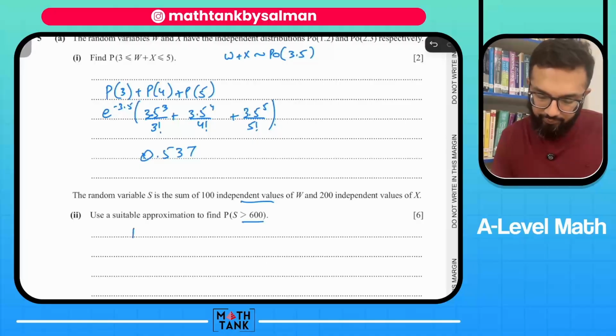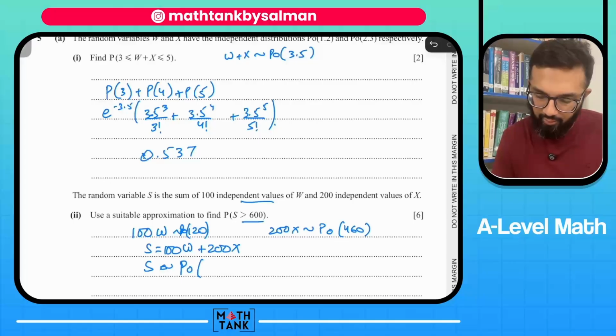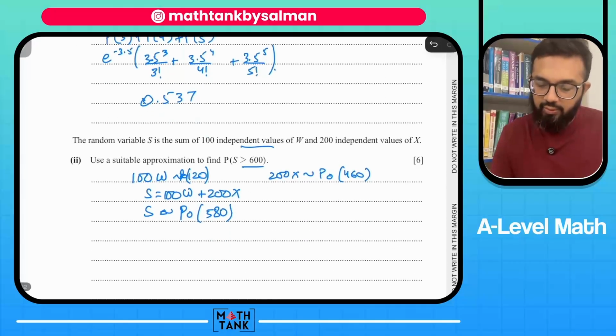Okay, let's do this again. 100W will have 120 and 200X will have a Poisson distribution of 460. S is 100W plus 200X. So it has a lambda of 120 plus 460, which is 580. Okay. Since lambda is large, use normal.